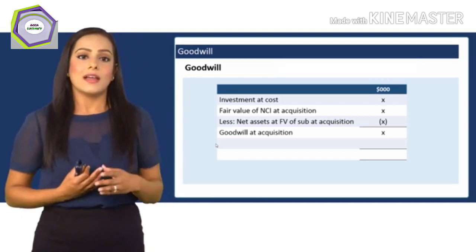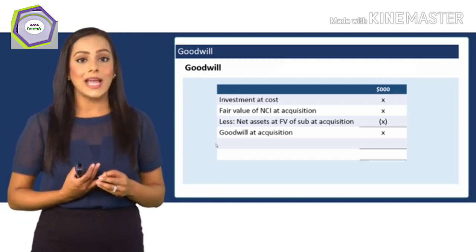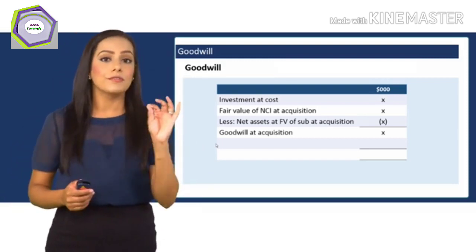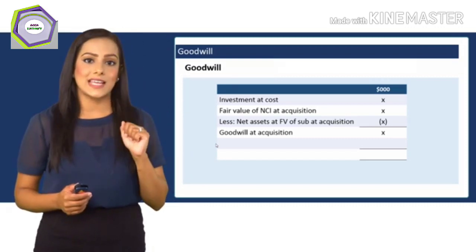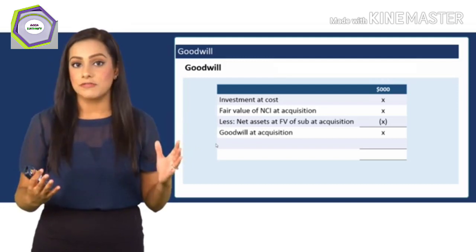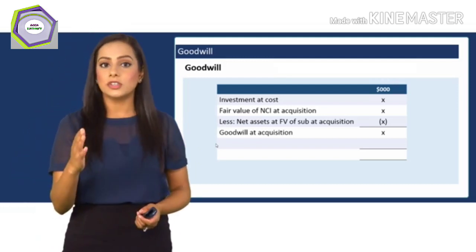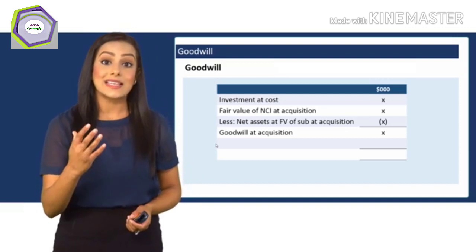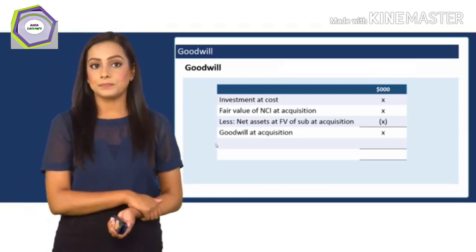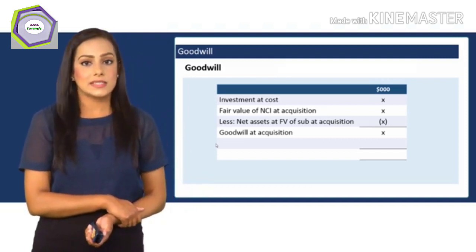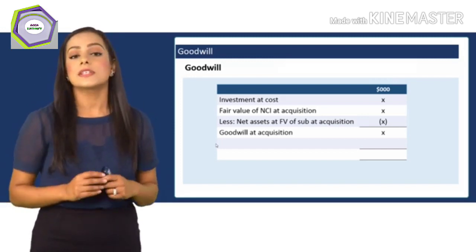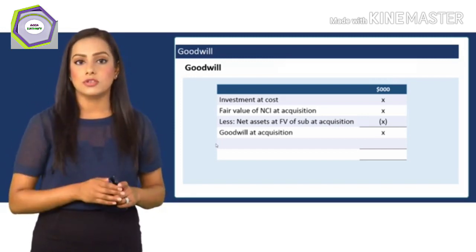Then we deduct the net assets of the subsidiary at acquisition. What is this? This is simply the sum of the first column of the net assets table. The net assets table is discussed in a separate video, and the sum of the acquisition column represents the subsidiary's net assets at acquisition, and this is deducted from this column here. And then you add up this total to get goodwill at acquisition. So this is the goodwill on the day you bought the subsidiary.